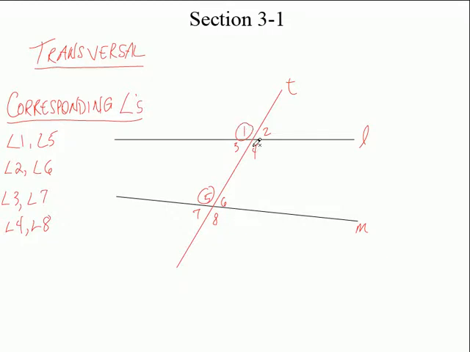Look at 1 and 4. What's the relationship between them? They're vertical angles. That's what we call them. And what do we know about vertical angles? They're equal to each other. They're congruent. They're equal. They're the same. So they are equal to each other.